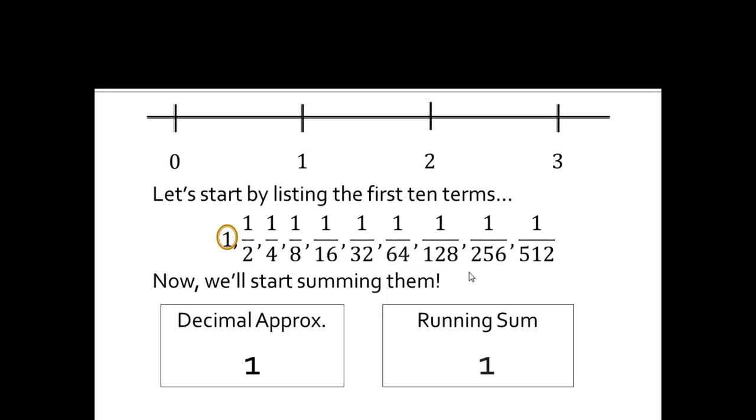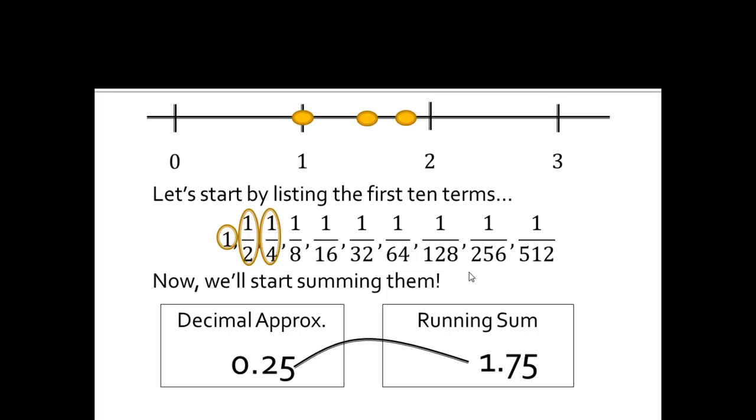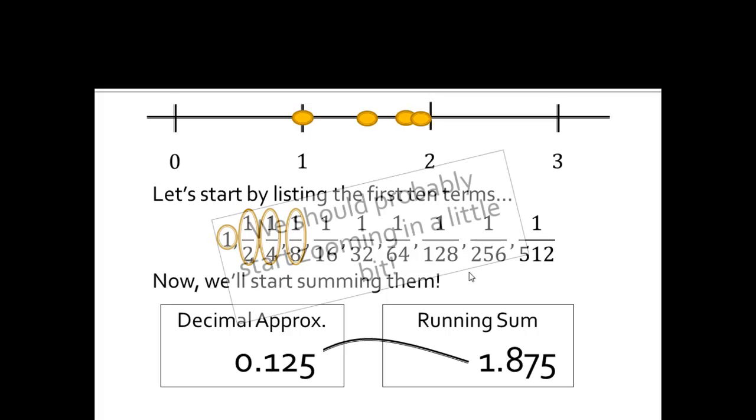Start with 1. Running sum of 1. We'll put the point there. Then 0.5, so now we've got 1.5. We've added up 2 terms, and we're landing at 1.5. Now we'll add the third one in, 0.25, so it's 1.75, and that's where we're landing. Let's add 1/8, which is 0.125. So 1.875. It looks like we're getting close to 2 here.